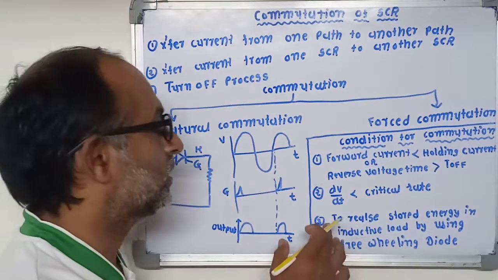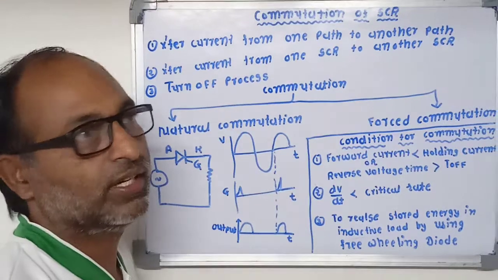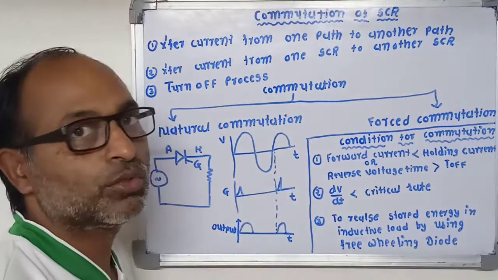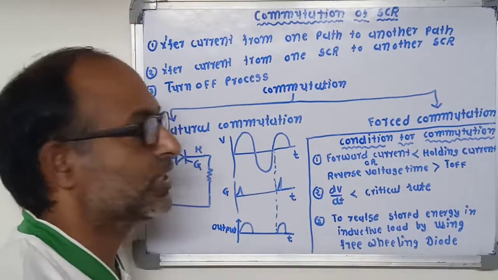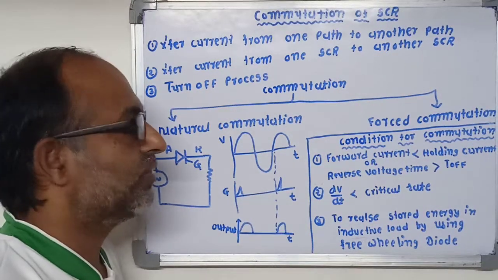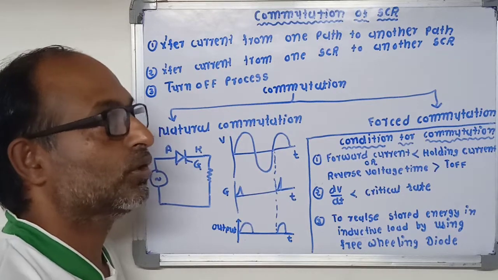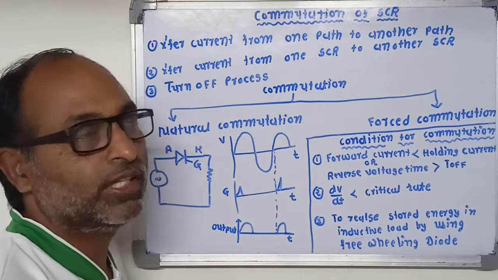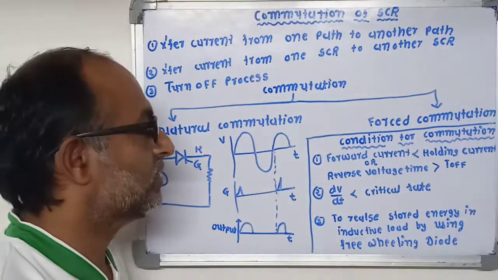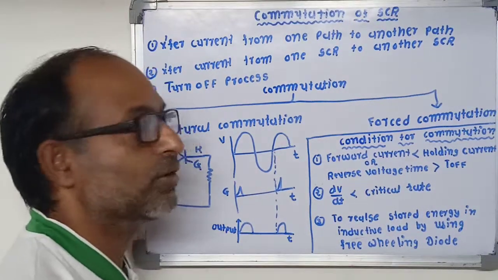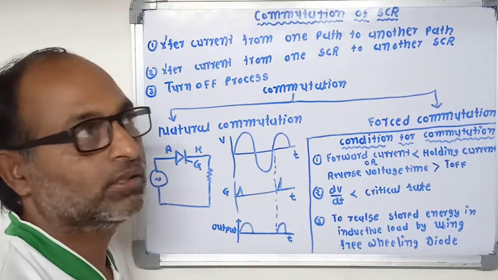Fourth, inductive loads used with the SCR store some energy. When the stored energy in the inductor is released, it is dissipated in the circuit, so it may turn on the SCR. To prevent the false triggering of the SCR, one freewheeling diode is connected in parallel with the inductor.